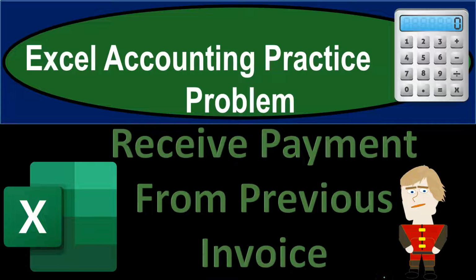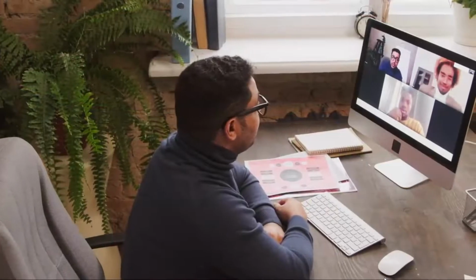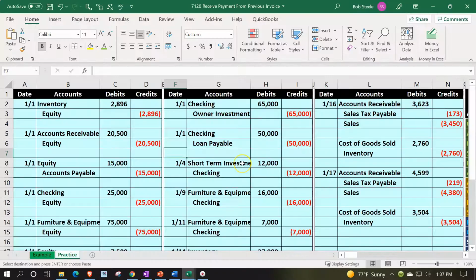Excel accounting practice problem. Receive payment from previous invoice. Get ready because we're going to Excel. Here we are in our Excel worksheet.